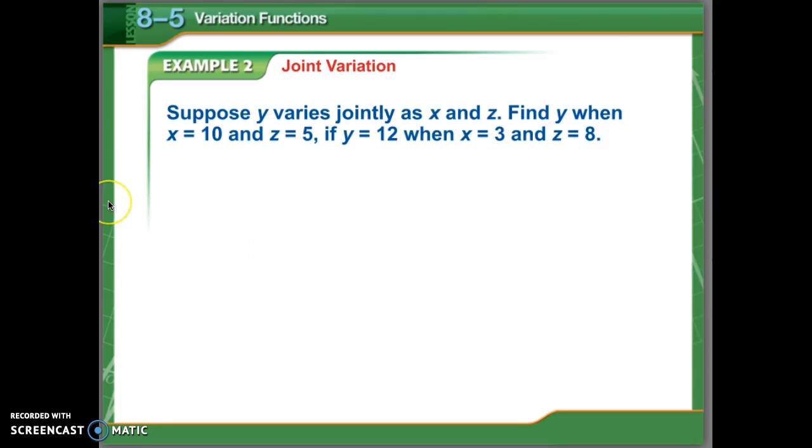So we have our example for that, and it says, suppose y varies jointly as x and z. And whenever you see the word jointly, you need to think of direct variation again. It's still the same format of equation. And it says, find y when x equals 10 and z equals 5, if y equals 12 when x is 3 and z is 8.